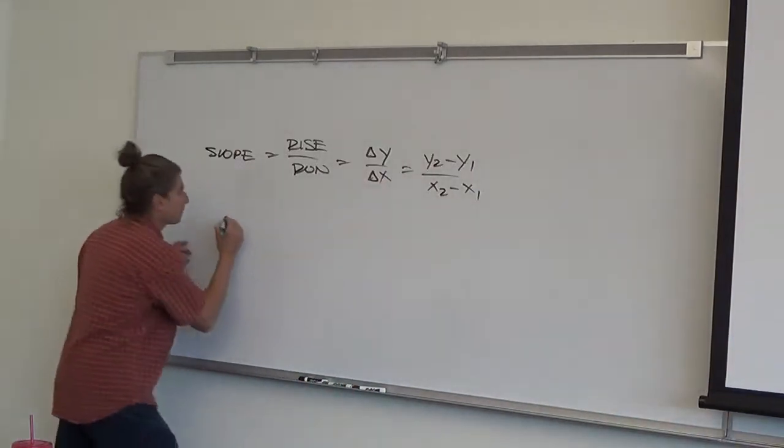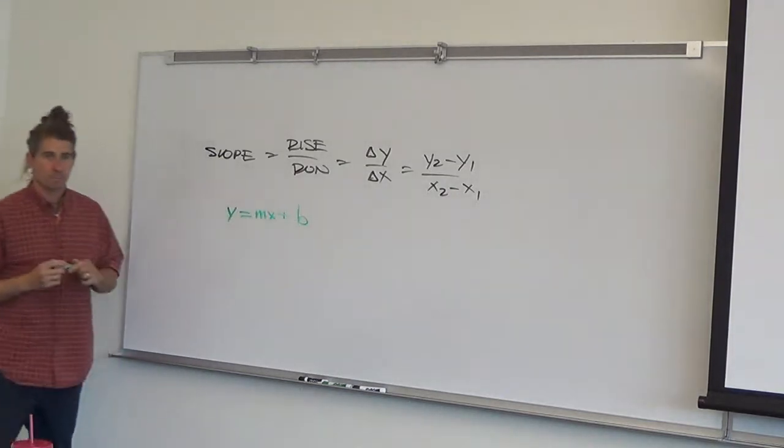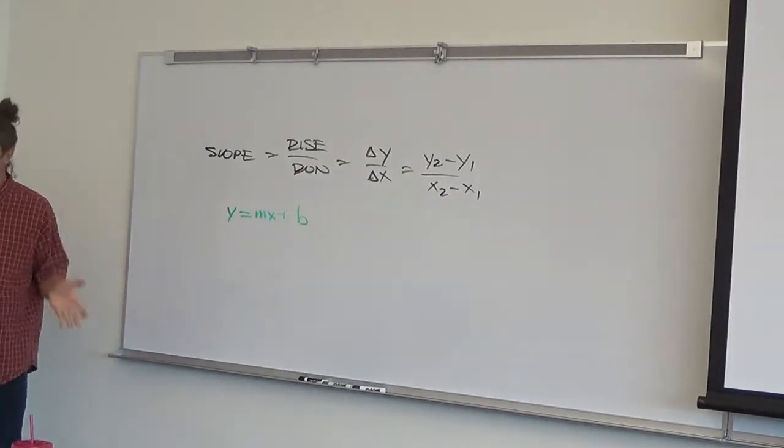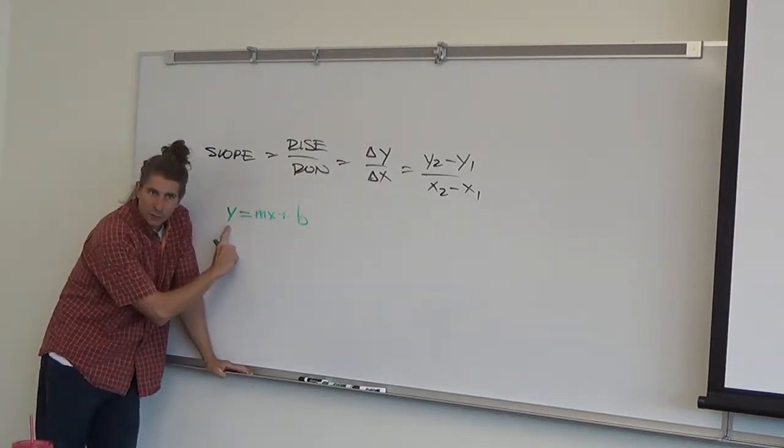When you look at the model of a line, y equals mx plus b. We all know that. At some point you learned this, right? Y equals mx plus b. Remember what variable this is called?